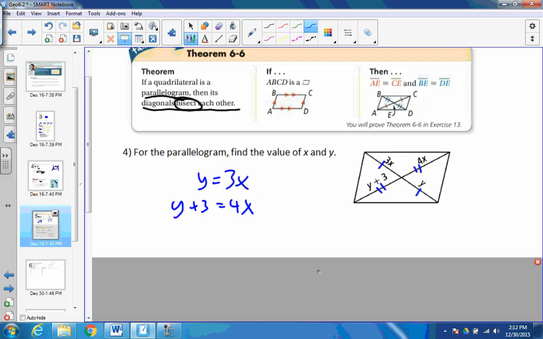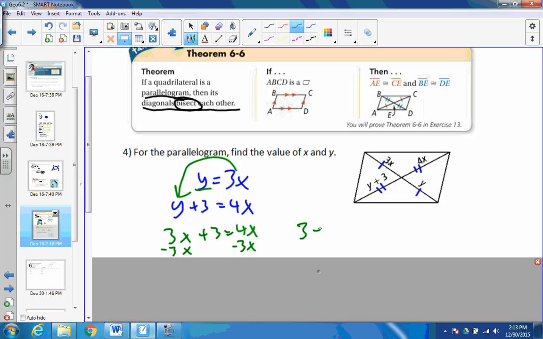All right? I think you could probably figure out what y is equal to right away. Maybe what x is equal to right away. But we're going to use this as a system of linear equations just to check. We can use substitution because we have y by itself. So let's plug in for y. Let's plug this in for y. And then we'll have 3x plus 3 equals 4x. And subtract both sides by 3x.